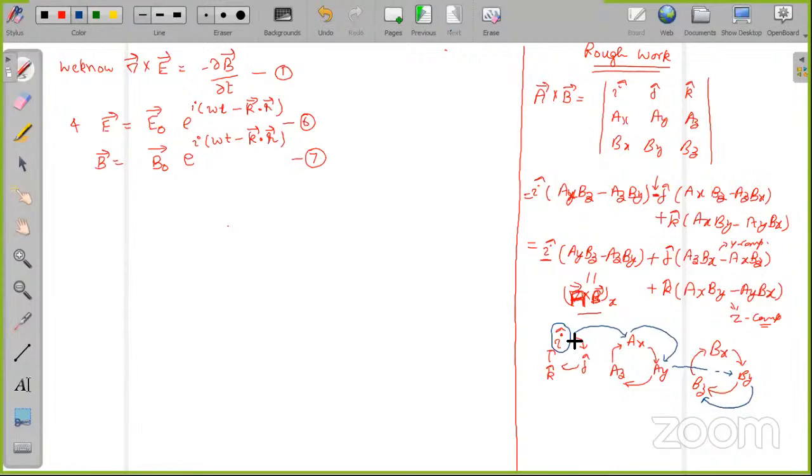So what is the rule? Take one from here, second from here, and third from here. You see that it is I cap, the first position. This is AY, the second position. This is BZ, the third position. And after that, you will only change the indices. Is it okay?